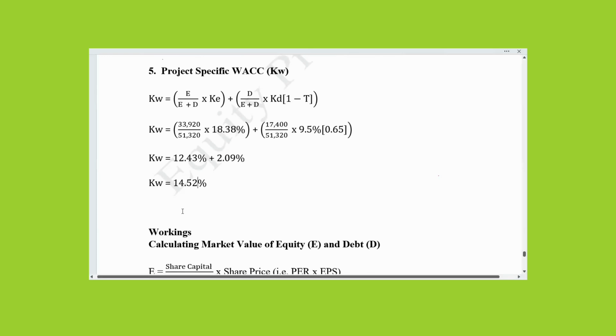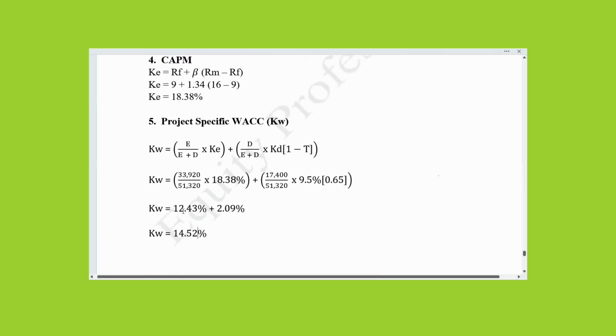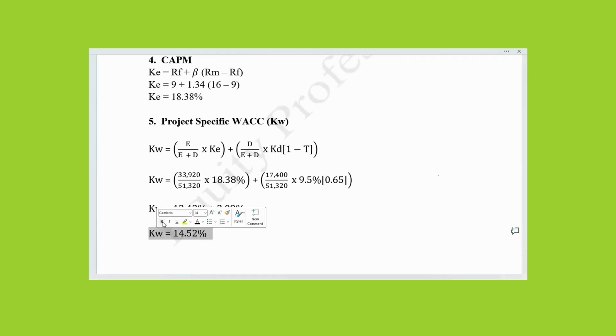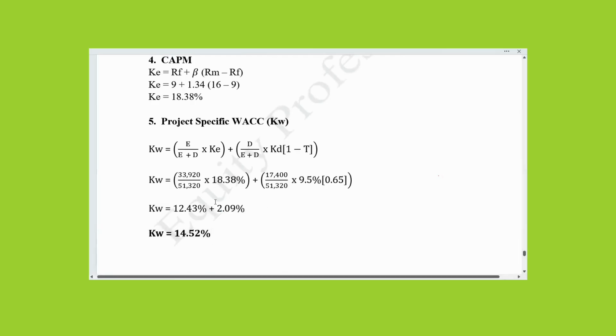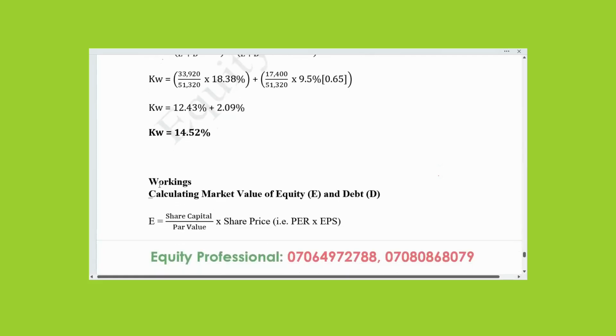Of course, you can see there's a margin of error between the two WACCs we computed. The first one we computed was 14.47. This one is 14.52. So there's a margin of error between the two costs of capital because of debt beta.